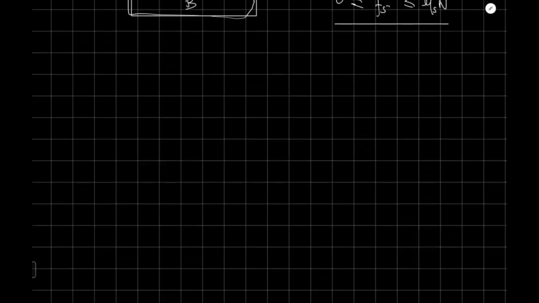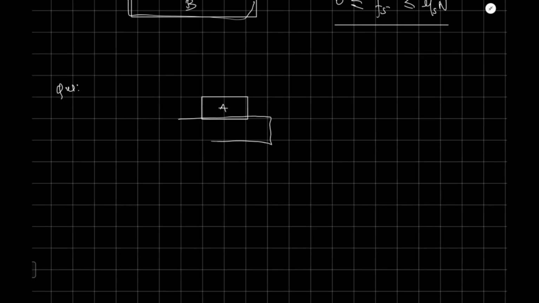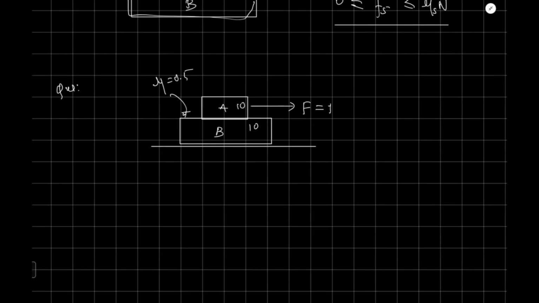इसी क्वेश्चन को हम कंटिन्यू करते हैं. So this is block A and this is block B again, and this is kept on a smooth surface. This surface is rough, it has a coefficient of friction 0.5, and both blocks have a mass of 10 kg. This time we have applied a force F equal to 101 Newton. What you have to do again? Find the acceleration of blocks A and B.